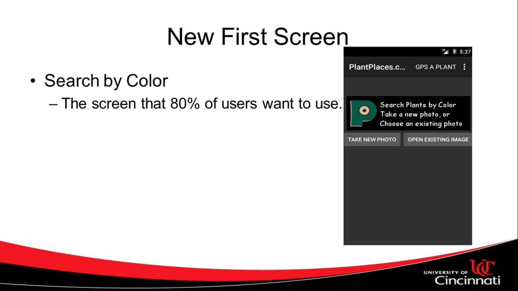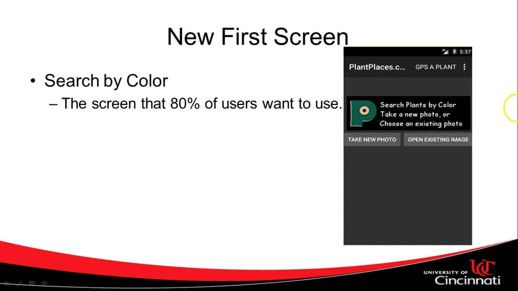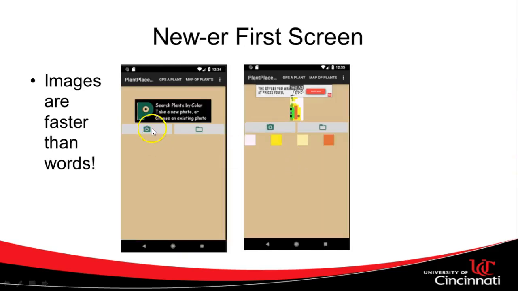Now, what do you think about this? It's a bit simpler because we don't have to go to the main menu, but there's still a lot of text, a lot of things the user has to read. So in the most recent generation, here's what that same screen looks like. You see that where it used to be take new photo or open existing image, now there's just a picture of a camera and a picture of a folder. So a lot less text, a lot easier to digest.